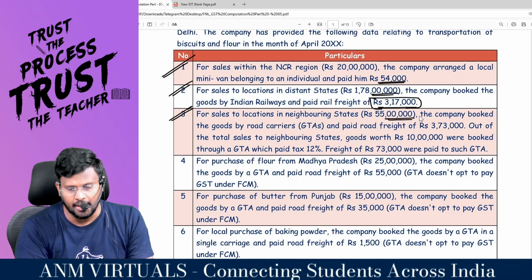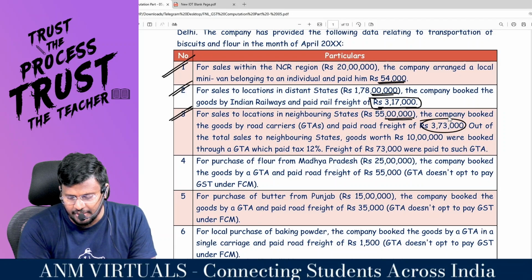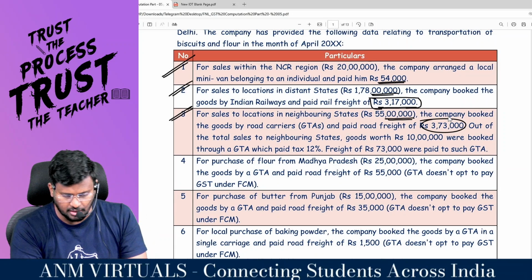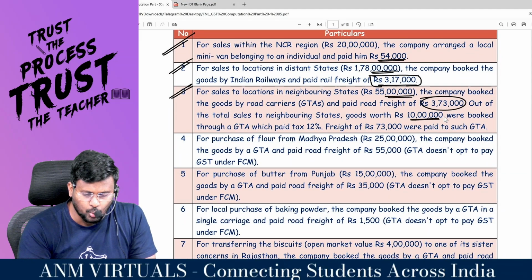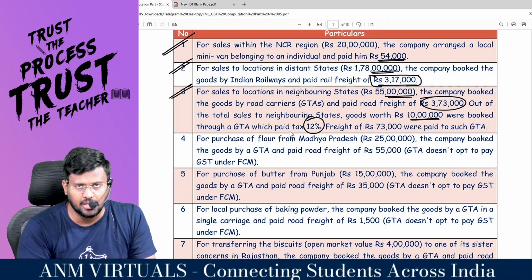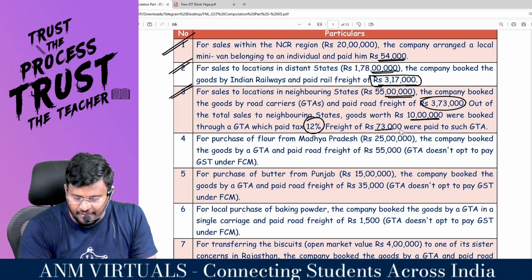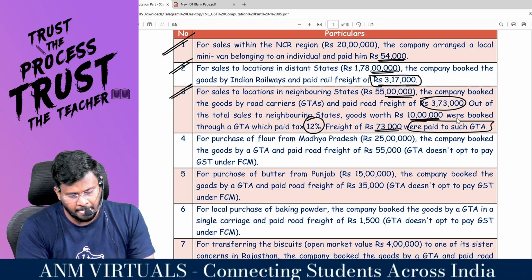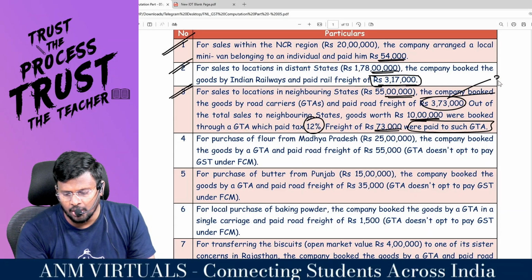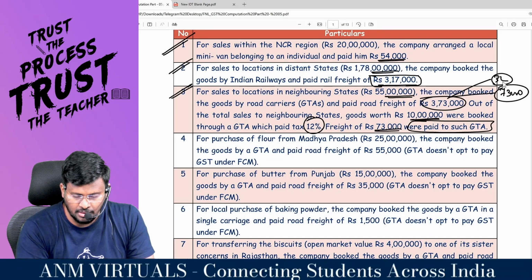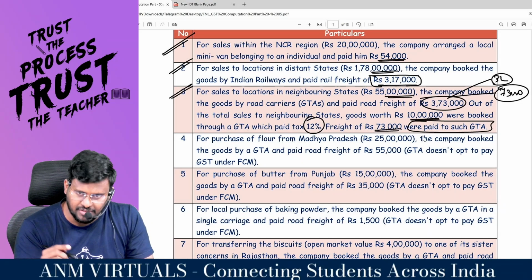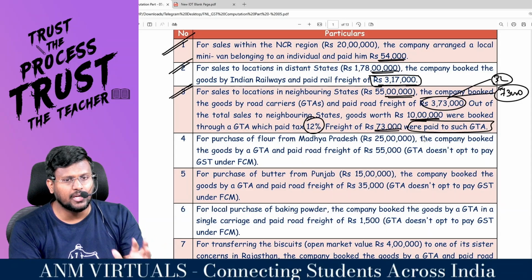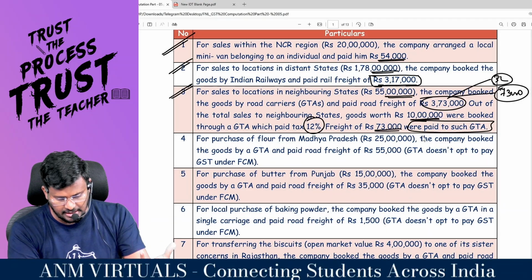The company booked the goods by GTA and paid road freight of 3 lakh 73,000. So total road freight they paid is 3 lakh 73,000. Out of total sales to the neighboring state, goods worth rupees 10 lakh were booked through a GTA, which paid tax at 12%. That means FCM. Freight of 73,000 was paid to such GTA. That means out of 3 lakh 73,000, you have to split into 3 lakh and 73,000, my dear lovable students. That 73,000 is a GTA who has decided to travel through the FCM, and the balance 3 lakh will be a GTA who decided to travel through the RCM.